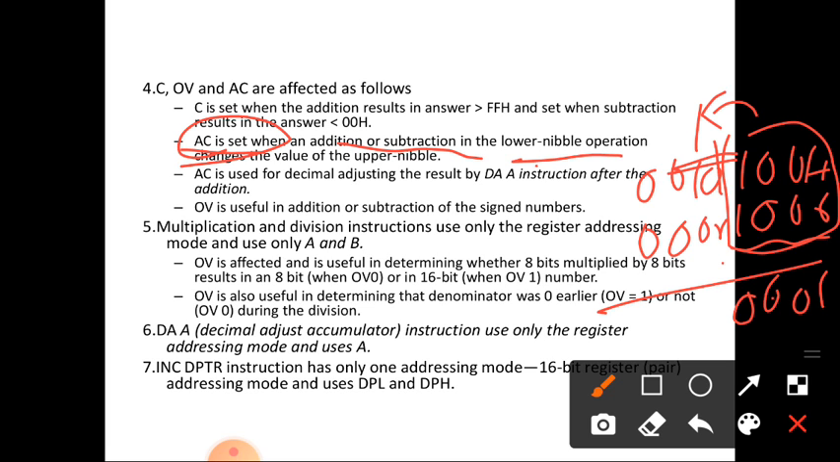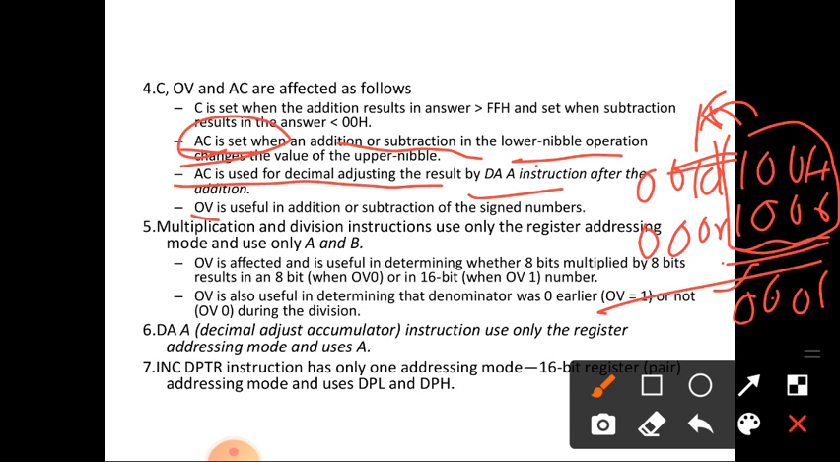So during an addition or a subtraction operation, if there is a carry from the lower nibble to the upper nibble, lower nibble meaning the lower 4-bit value, then the auxiliary carry flag will be set. This auxiliary carry flag is also used for decimal adjustment by the instruction DAA. DAA is decimal adjust accumulator.